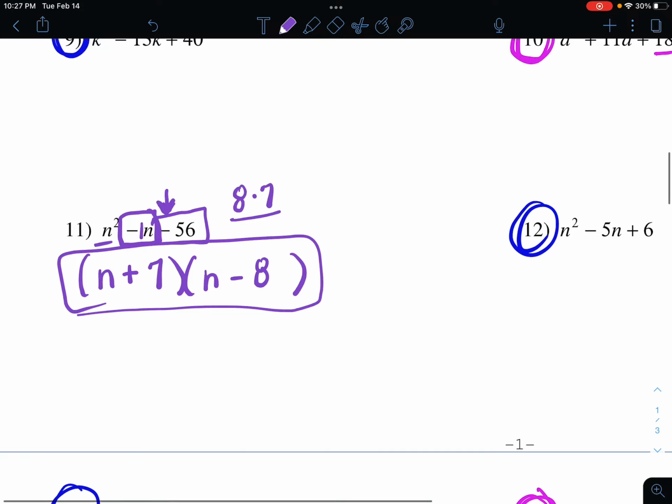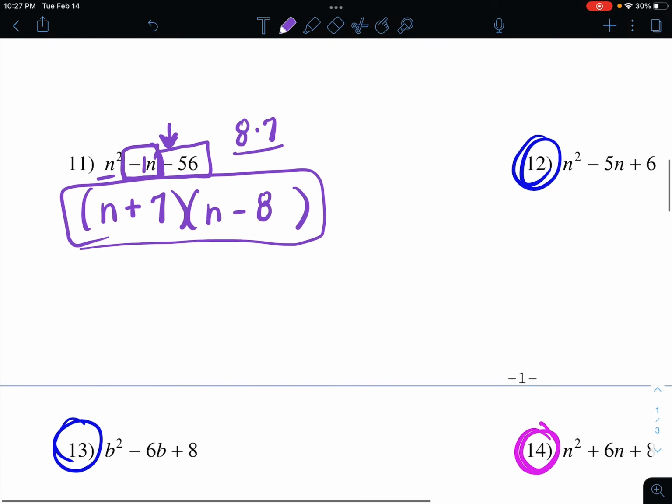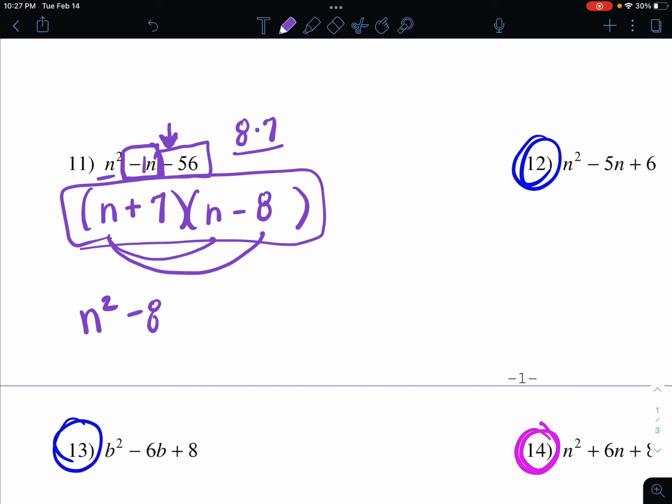That's my solution. If I were to multiply it back out, just to check, n times n is n squared, right? N times negative 8 would be negative 8n. Positive 7 times n would be positive 7n, and 7 times negative 8 would be negative 56. Of course, negative 8 plus 7 is negative 1.